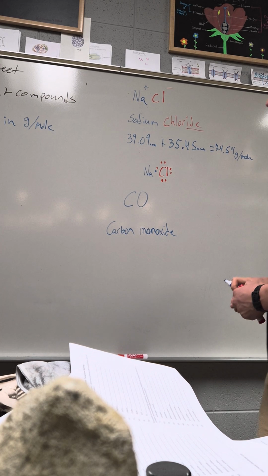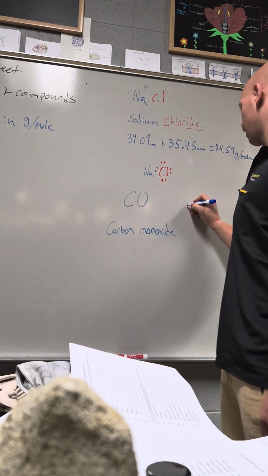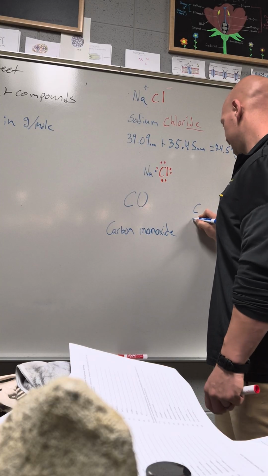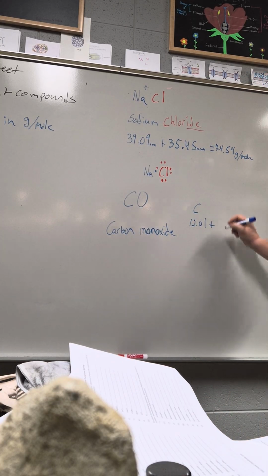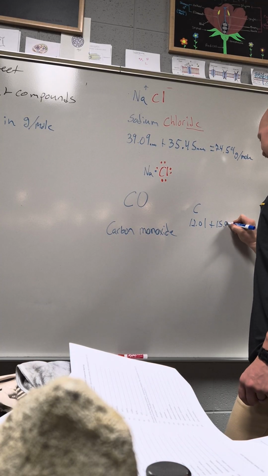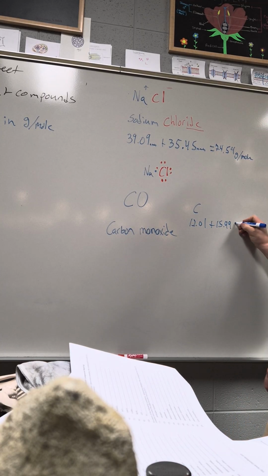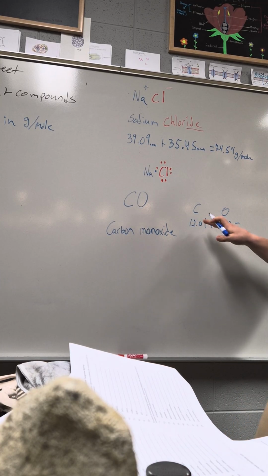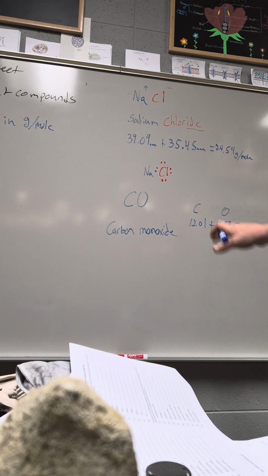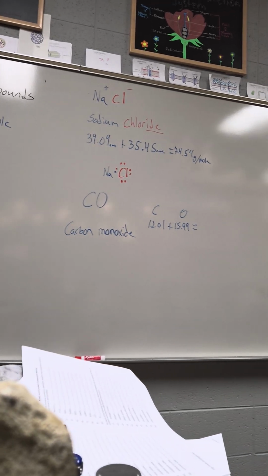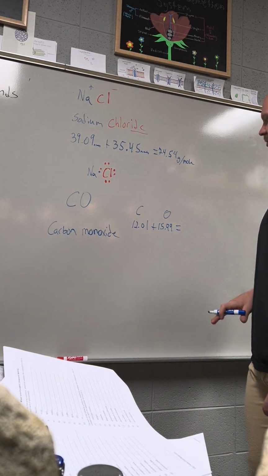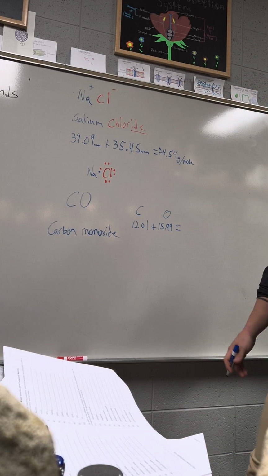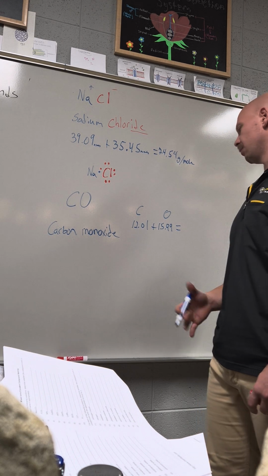We have to find the mass. How do we find the mass? Well, the weight of carbon is going to be 12.01. And we are going to add that to the weight of oxygen, which is 15.99. Again, you'll see that I'm doing this for significant figures. I put my letters right above it, carbon, oxygen. So 12.01 plus 15.99 is going to be what?